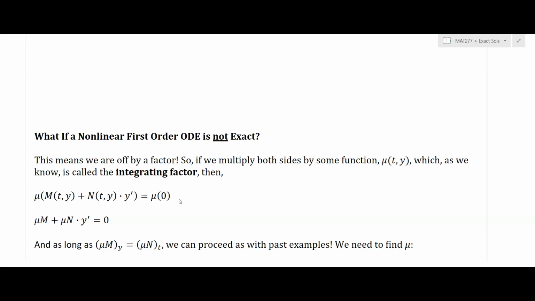Well, the beauty of this, and the reason I've introduced this method now, is because we can incorporate an integrating factor, just like solving first order linear equations. We can say, if we're off by something, maybe we can multiply both sides by this integrating factor. In our previous case, mu was only a function of time, something along the lines of e to the negative integral of a of t dt. In this case, we're going to allow for the possibility that mu could depend on t and/or y to get the right factors in there, which, as we know, is called the integrating factor.